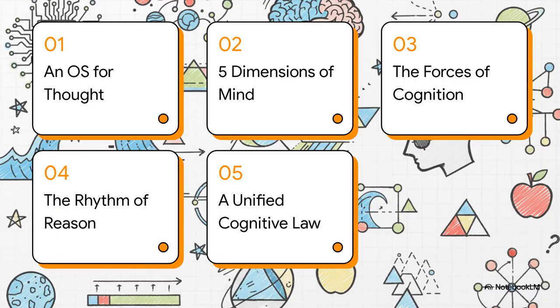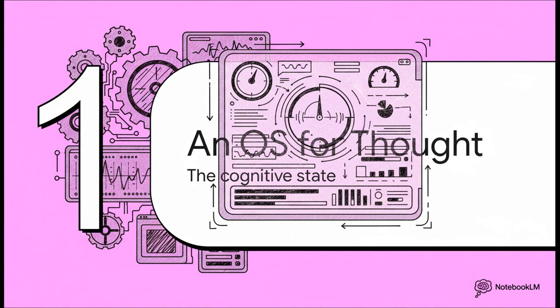So here's our itinerary for this little tour. We're going to start with the absolute basics, the foundational state of a mind. Then we'll explore its key dimensions and the forces that are always acting on it. After that, we'll see how it all stays balanced. And finally, we'll put it all together into a single, really elegant law. Okay, let's dive right in.